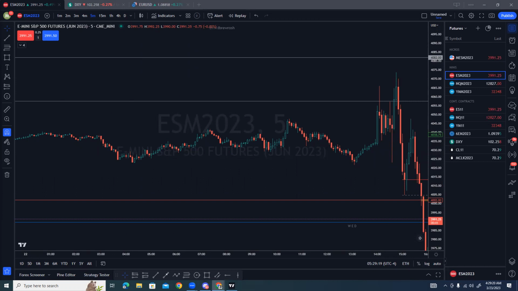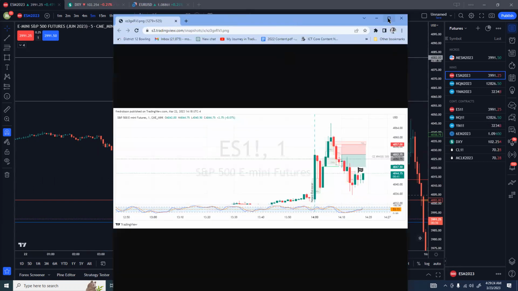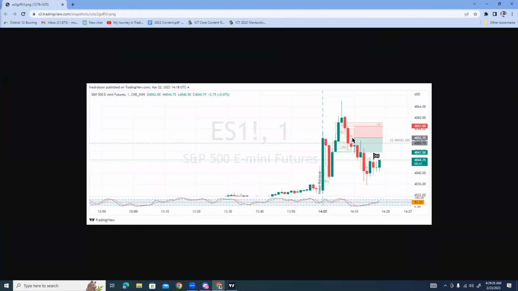I mean, don't do it because that's what I do. But so this is the exact trade that Fred took yesterday during the news. Liquidity was taken. He waited for liquidity to be taken to the downside.